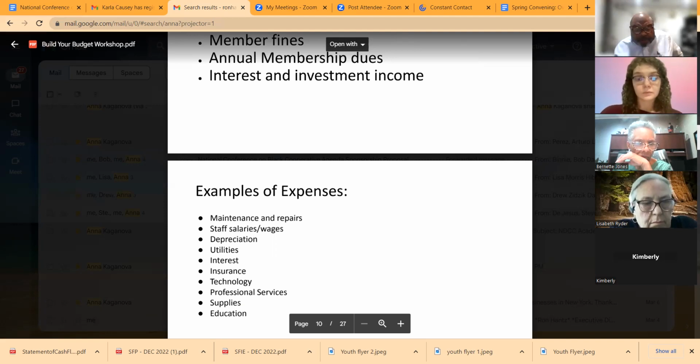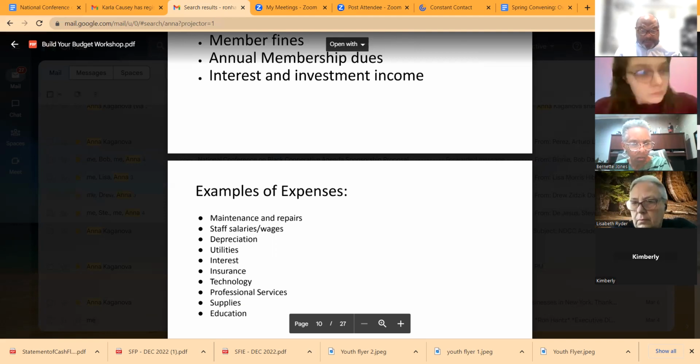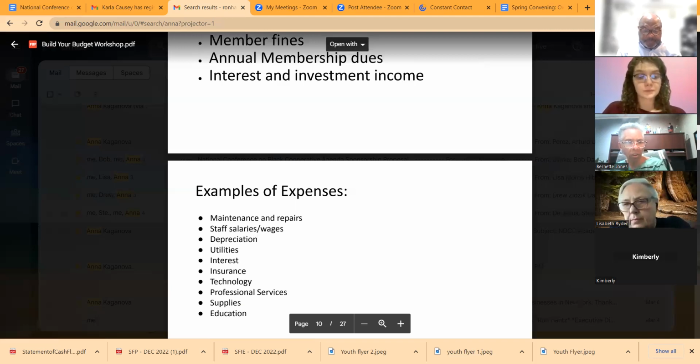And it can probably go down a little more. Utilities, break out your phone, your gas, electric. Interest on your bank account, interest on loans. Insurance could be divvied up in terms of types of insurance. Technology, in terms of buying technology to replenish the operations of the business, professional services, supplies, and of course, education and training are some expenses as well. And even things like interest on your mortgage is considered an expense.